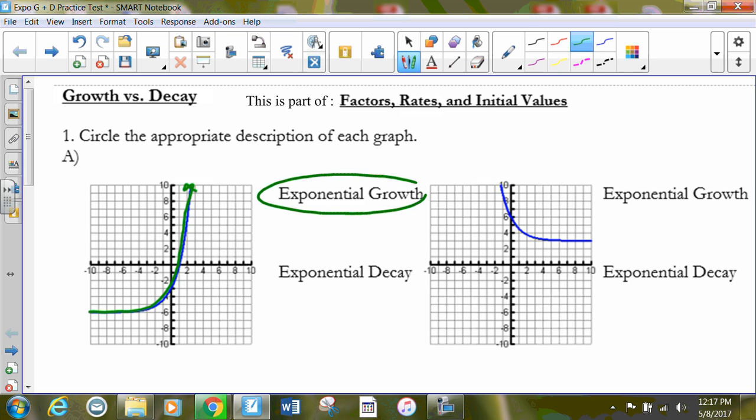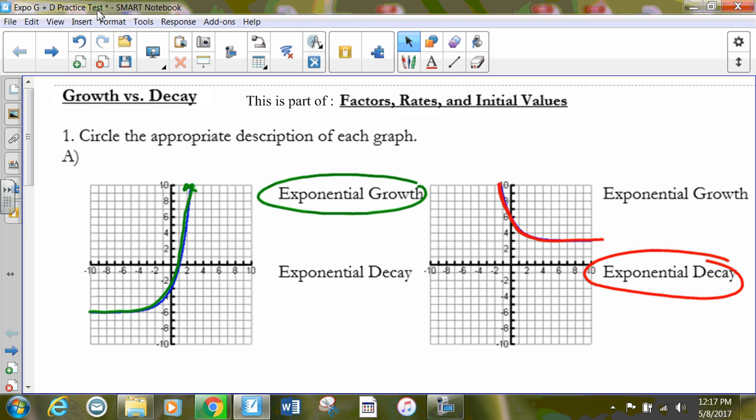exponential growth. On the other hand, as I read this graph from the left to the right, I'm starting up high, around 10, and slowly going down. My function is decreasing in value, and where it levels off, it's still decreasing. It's hard to see that it is, but it's decreasing at a very slow rate as we move to the right. But it decreased exponentially at first, coming down. So that's exponential decay, when our exponential graph is decreasing from the left to the right.